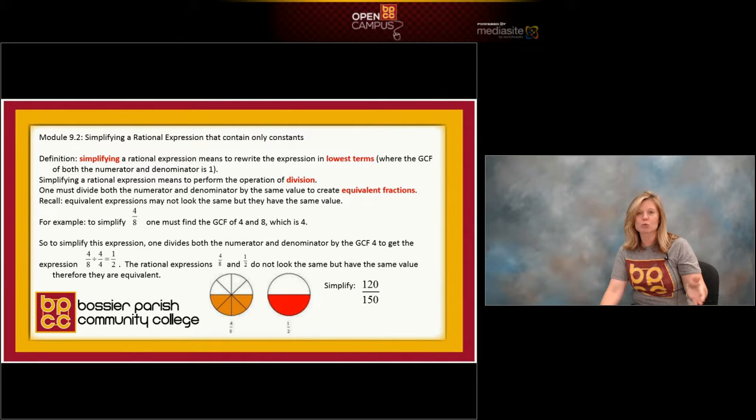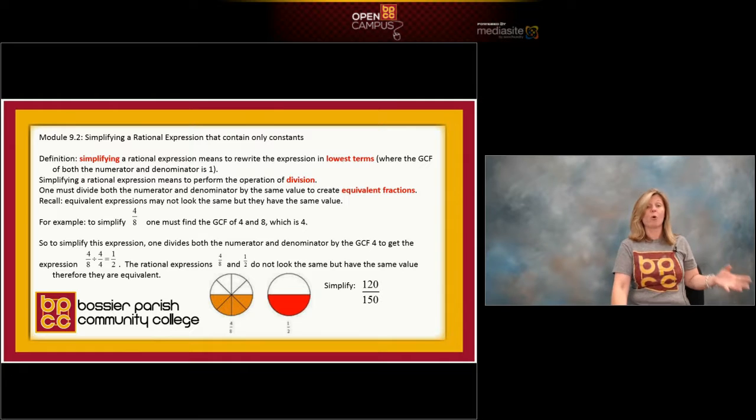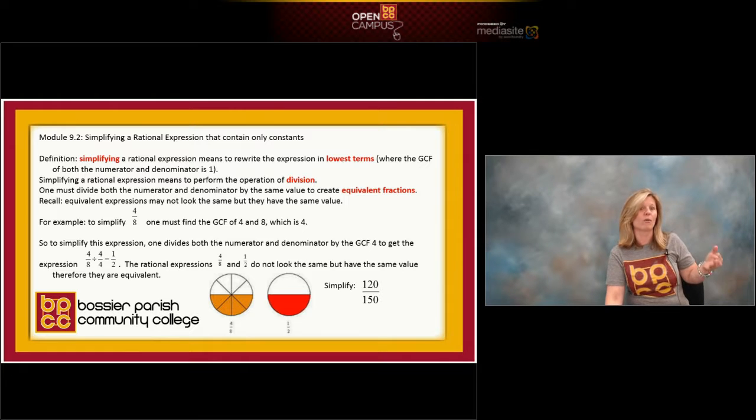So what we're about to do is reduce or simplify this fraction. We're going to divide the numerator and the denominator by the GCF. So if we take 4/8 and we divide by 4/4, that will give us 1/2. Everybody agree with that? Awesome.